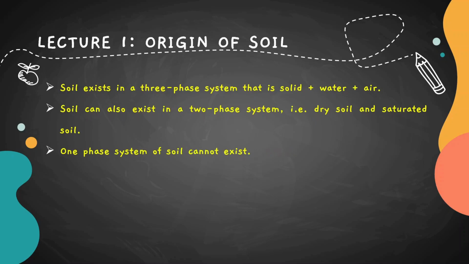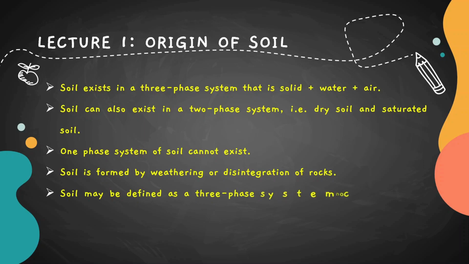Okay, so if you see, the solid will always exist. Whether water may be there, air may be there or not, the solid part of the soil will always exist. So now, soil is formed by weathering or disintegration of rocks. So the parent material from which soil is formed are the huge rocks that are present in the mountains. So either physical or chemical weathering or disintegration of rocks leads to the formation of soil.